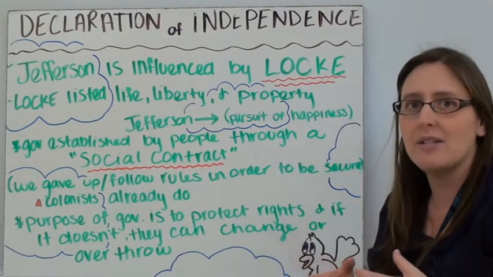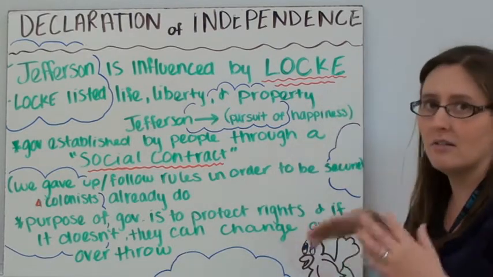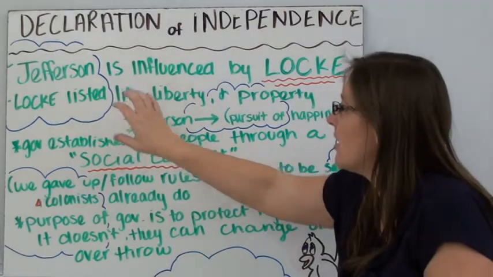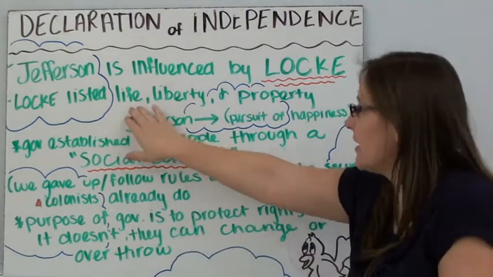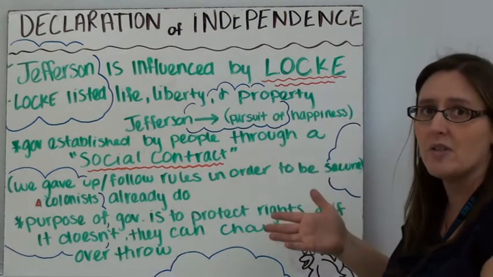Like, that's the basic premise of the Declaration of Independence. Those are ideas straight from Locke's writings. Locke wrote about certain natural rights, like life, liberty, and property, and Jefferson just changed property to pursuit of happiness, but used those same lists.